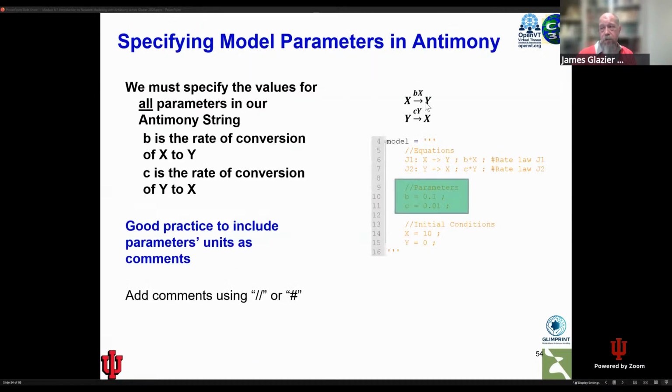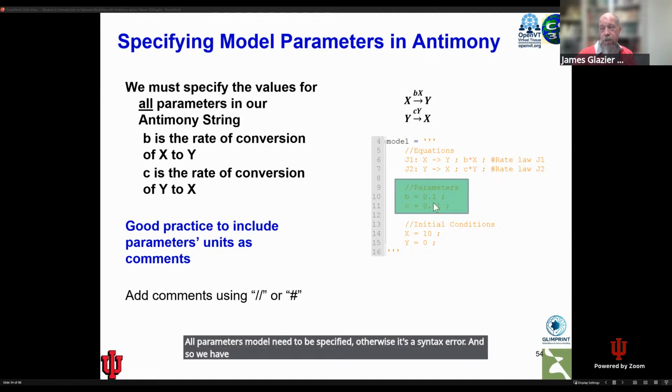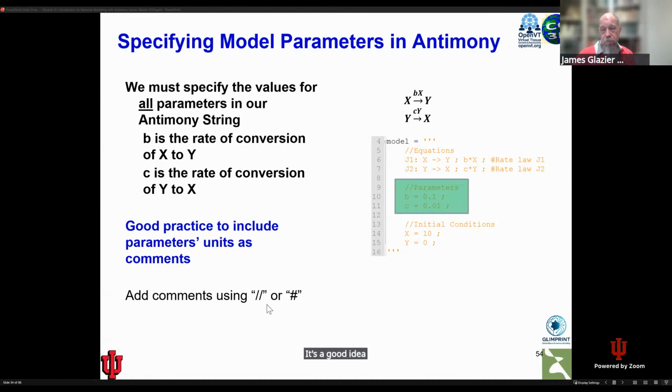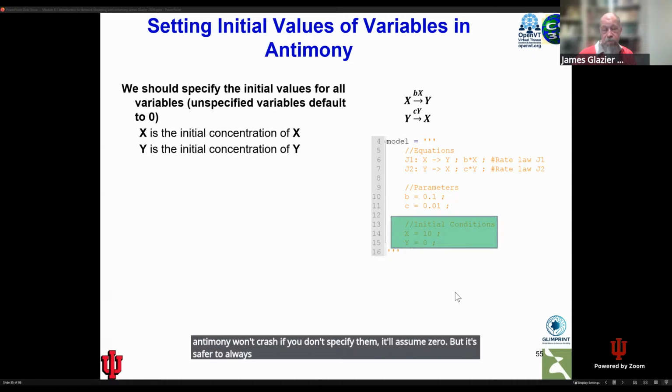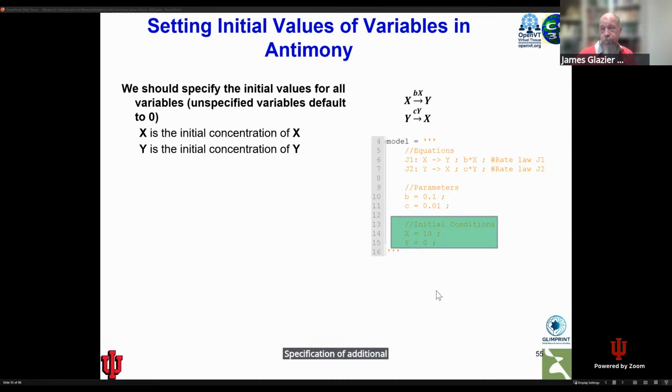All parameters in the model need to be specified, otherwise it's a syntax error. And so we have parameters b equals 0.1 semicolon. It's a good idea to include the parameters' units as comments. Initial values should be specified. Antimony won't crash if you don't specify them. It'll assume 0, but it's safer to always specify initial conditions as well.